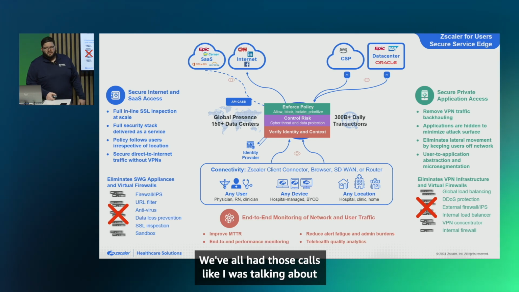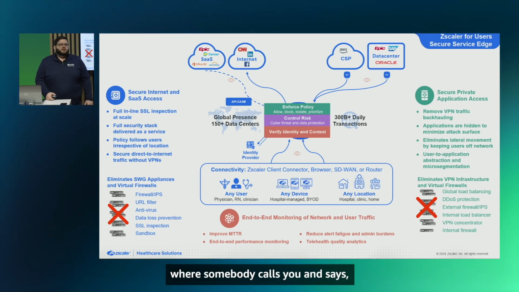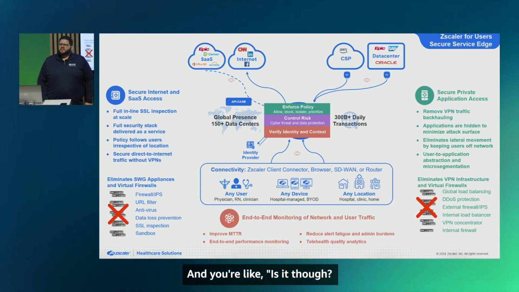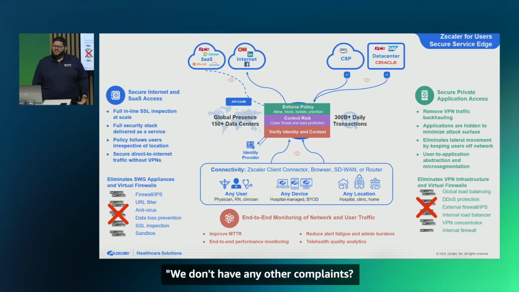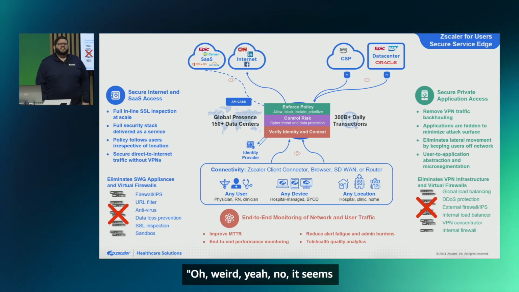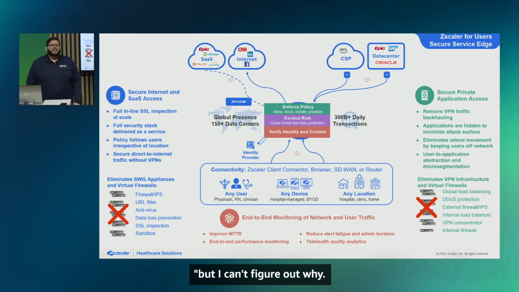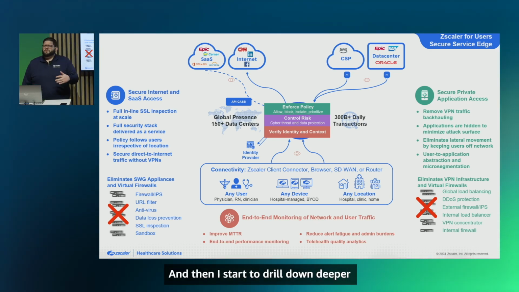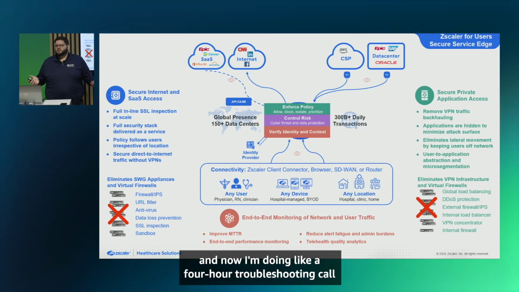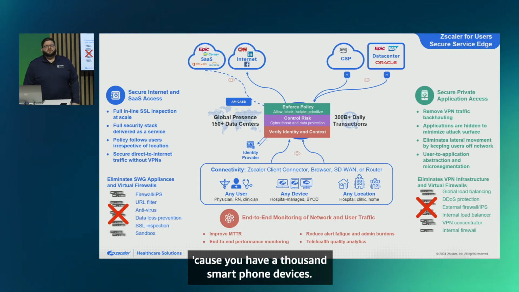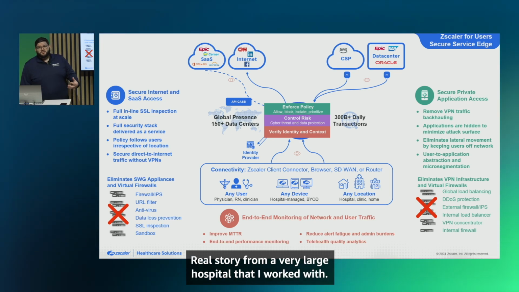We've all had those calls like I was talking about where somebody calls you and says, AWS East is really slow today. And you're like, is it though? Are you sure? We don't have any other complaints. You're the first one. And you go, oh, let me troubleshoot. Oh, weird. Yeah, no, it seems like it's slow from your house, but I can't figure out why. What do you think it is? And then I start to drill down deeper, and now I'm doing like a 4-hour troubleshooting call only to find out that your Wi-Fi channel is saturated because you have 1,000 smart home devices. Real story from a very large hospital that I worked with.